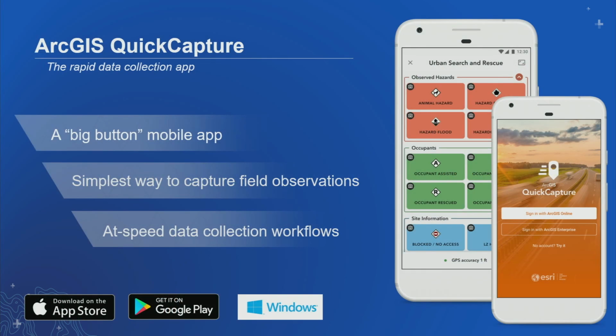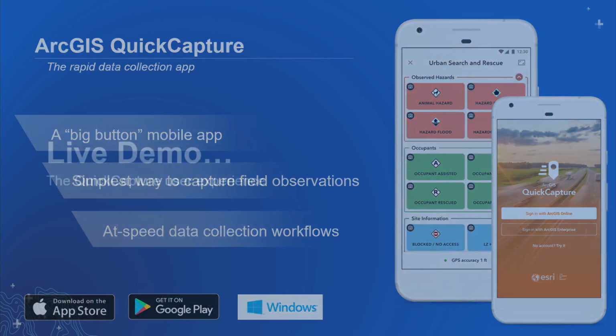You can think of it like a big button, fat button application. It's really the simplest experience possible to create georeferenced data. You have a bunch of buttons representing GIS features. You push one of them, and we create that feature using the location from your device. This simplicity makes it ideal for different scenarios. We typically classify them as at-speed data collection workflows and also rapid data collection workflows. And we will talk in more detail about what this means in just a few minutes.